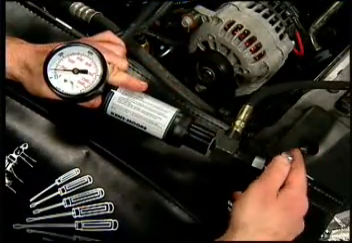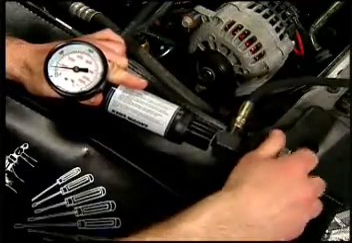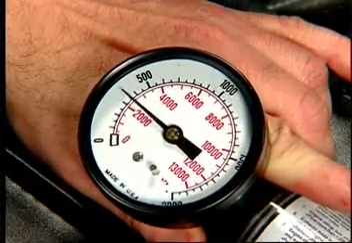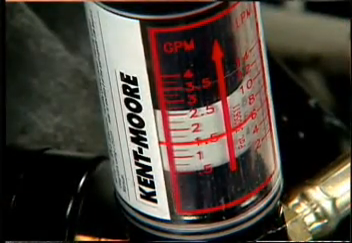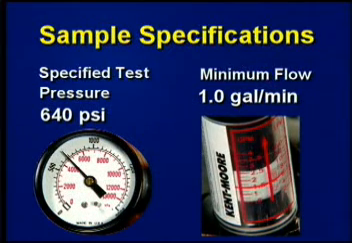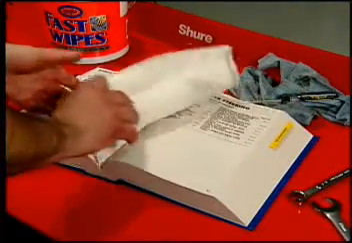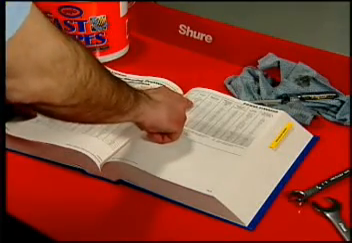Now, check fluid flow under high pressure conditions by slowly closing the gate valve until the manufacturer's specified test pressure is reached. If flow is below specifications at this point, the pump must be replaced. These sample specifications indicate what pump flow should be at a required test pressure. Refer to the appropriate service manual for specifications that apply to the vehicle you're testing.